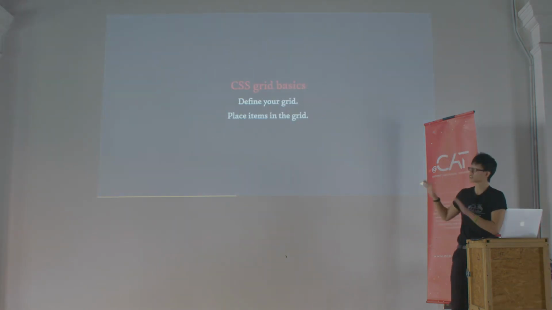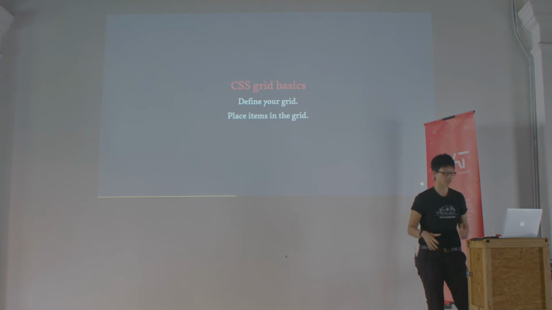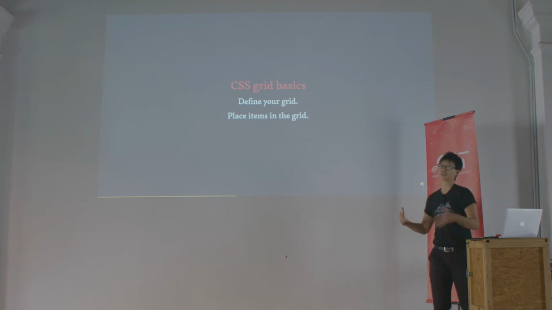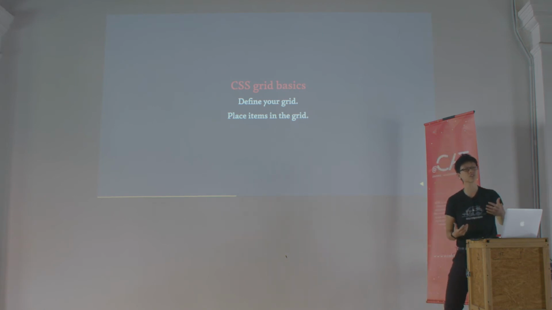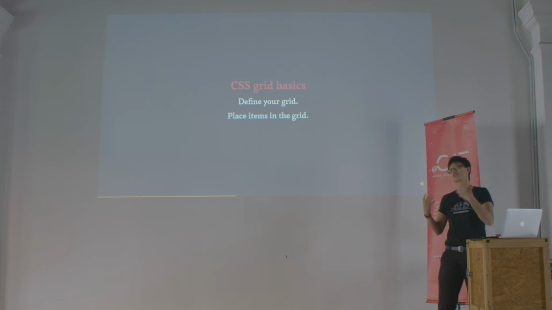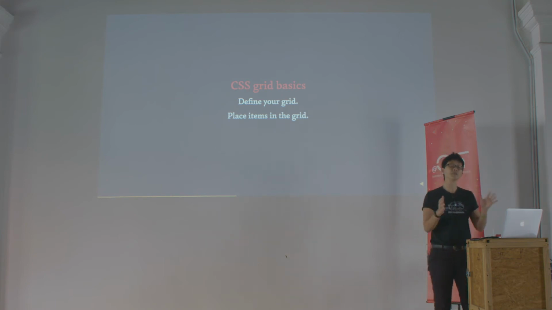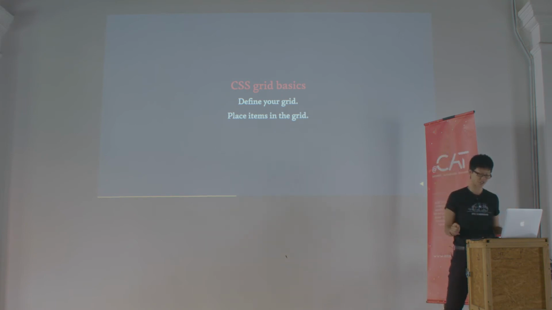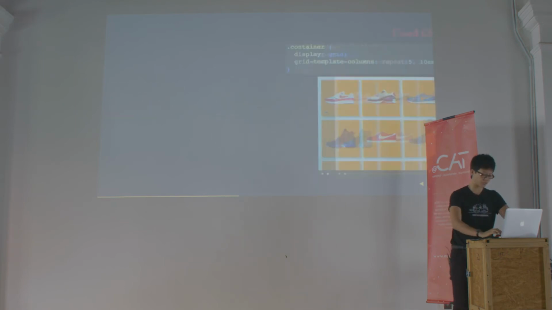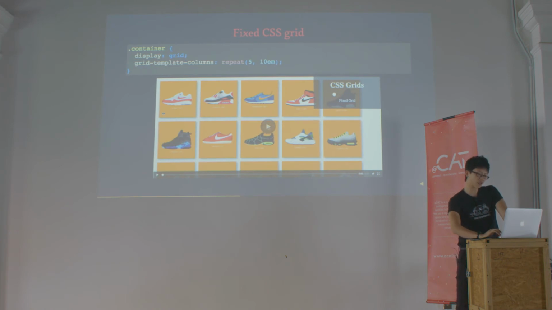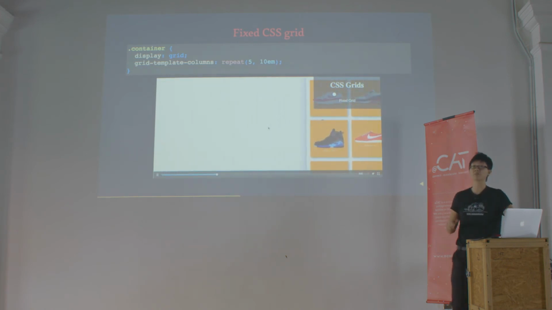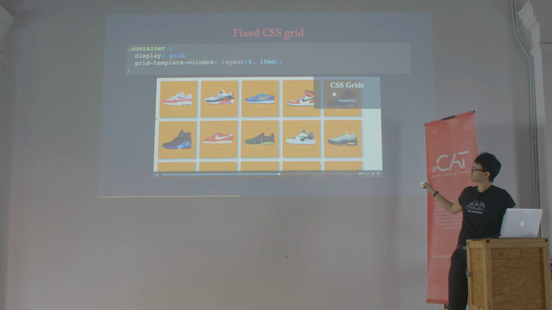This is the basic premise of how Grid works. You define your grid, and then you place your items inside the grid. You can let the browser do it for you, or you can do it manually. There are a myriad of options for both these actions, which is what makes Grid so powerful and why some people might find it a little intimidating at first. So let's see how Grid works when we let the browser do the placement. With Grid, we can do all the things that we're used to, except more easily, like this fixed grid here.